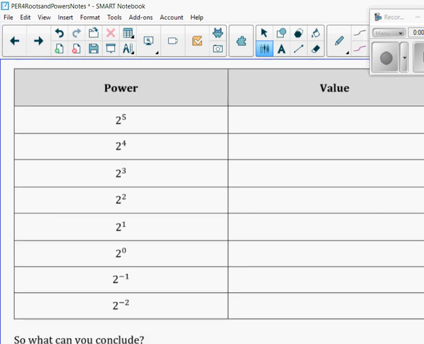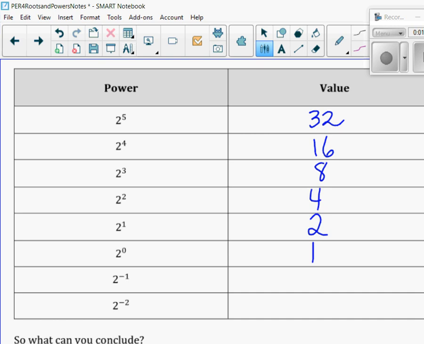Anybody tell me what 2 to the power 5 is? 32. 2 to the power 4? 16. 2 to the power 3? 8. 2 to the power 2? 4. 2 to the power 1? 2. 2 to the power 0? 1. We learned that in grade 9.